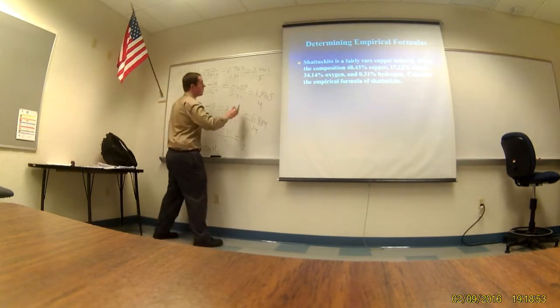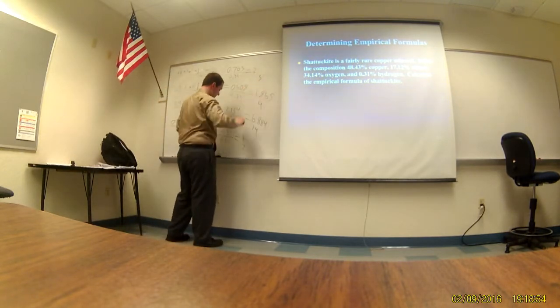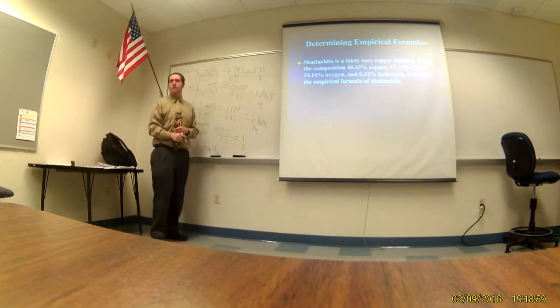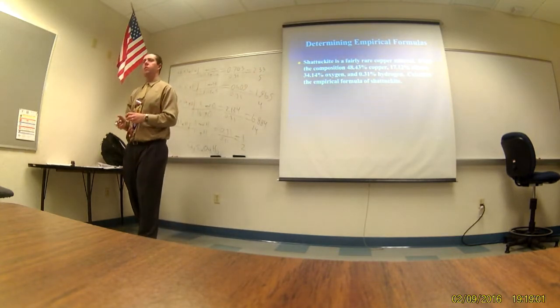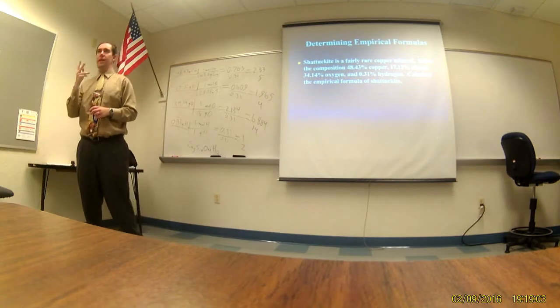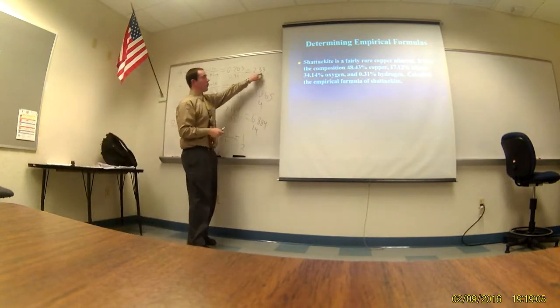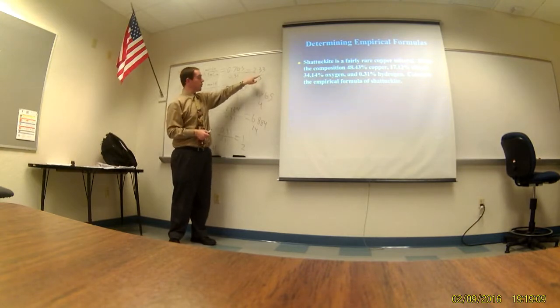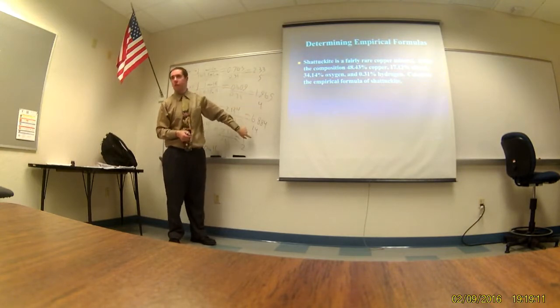Right. So if this came out to be 2.33, what do you think you have to multiply by? 3. 0.33 is a third. So you're going to have to multiply by 3. You have to multiply each of them by 3.